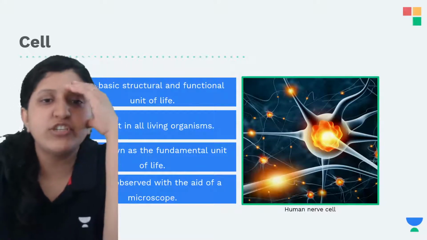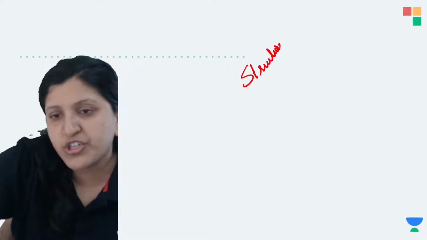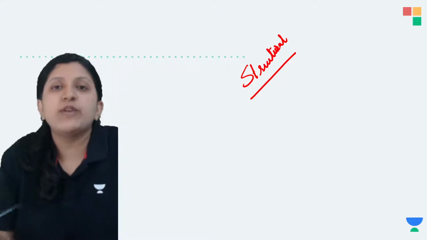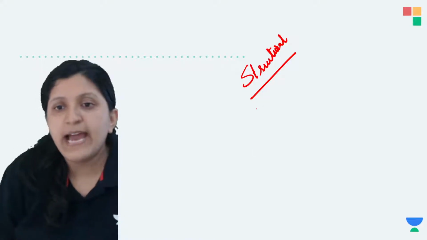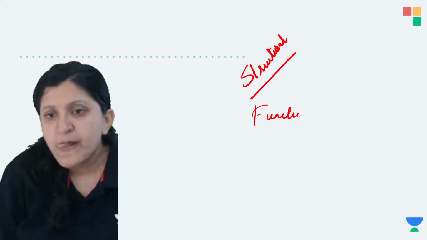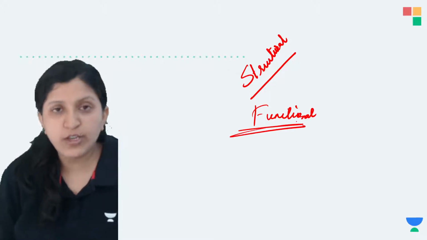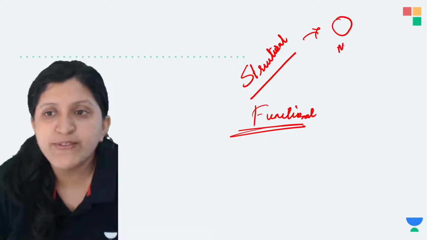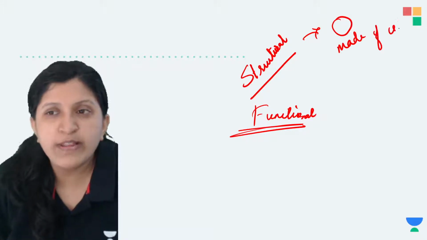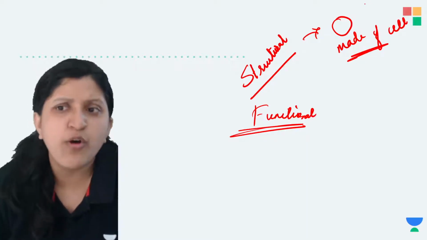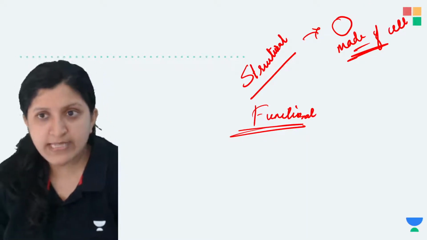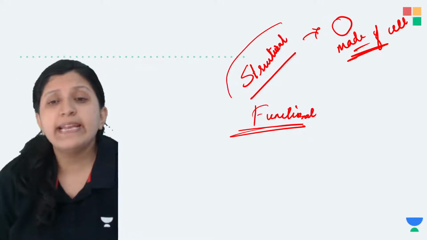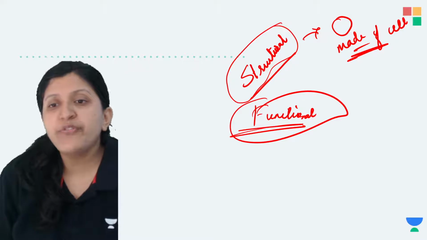The cell is the basic structural and functional unit. Why do we say that the cell is a structural unit, and also the functional unit? Because all living organisms are made up of cells, and hence it is a structural unit. Then what about a functional unit?